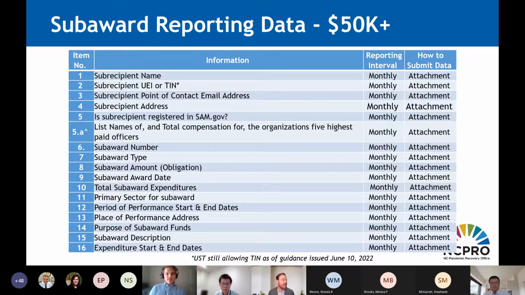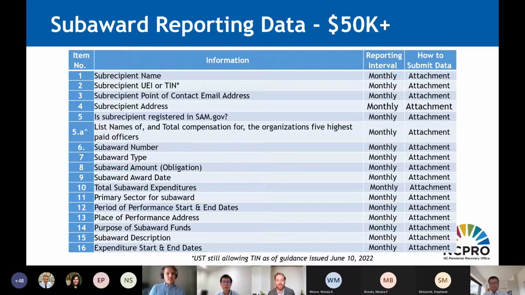So we need subrecipient name. We've talked about in the past this issue around UEI or tax identification number. For the time being, we can use TIN. And so if entities, particularly if they're contractors or subrecipients, there is a large queue for entities to get their new UEI. However, if they already had a DUNS number, that conversion should have been automatic, and they should be able to get that information.